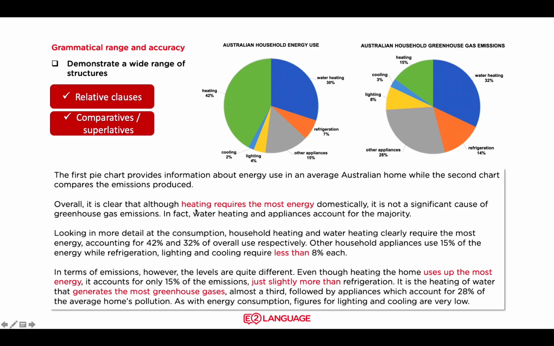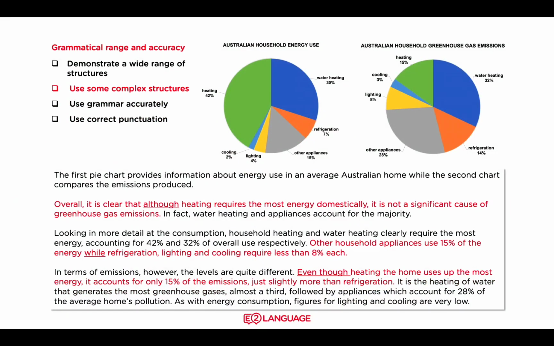Comparatives and superlatives are also demonstrated. Heating requires the most energy. Lighting and cooling require less than. Uses up the most energy, just slightly more than, and generates the most greenhouse gases. So expertly used comparatives and superlatives. There's also a cleft sentence. Have a look down here at this one. It is the heating of water that generates the most greenhouse gases. Notice this sentence starts with it rather than heating water generates the most greenhouse gases. This is just demonstrating range of grammar.